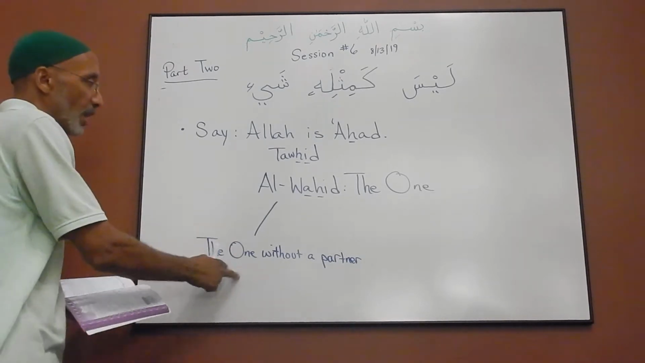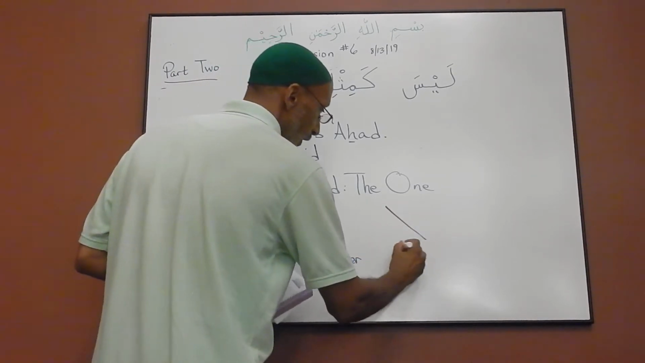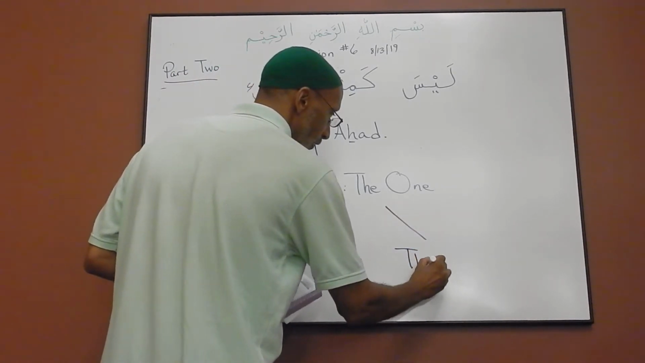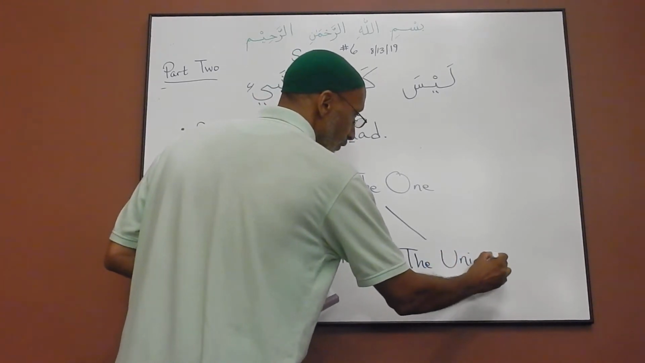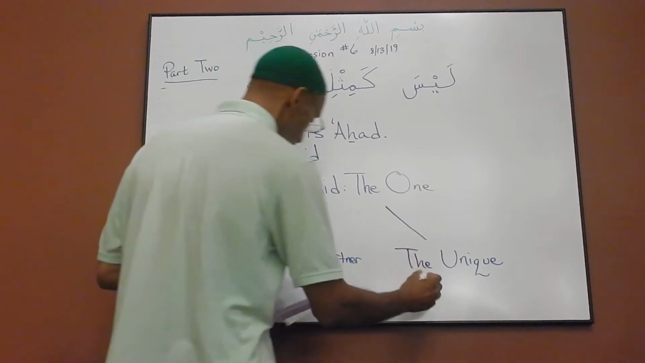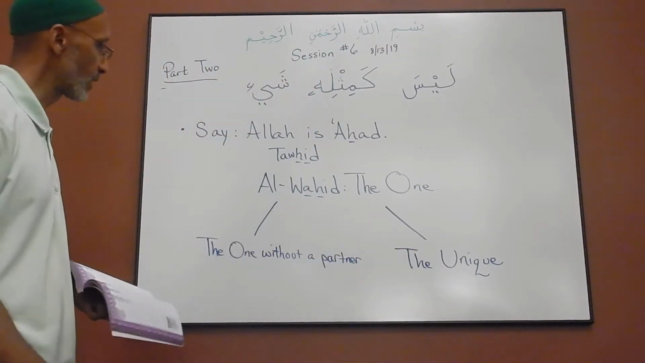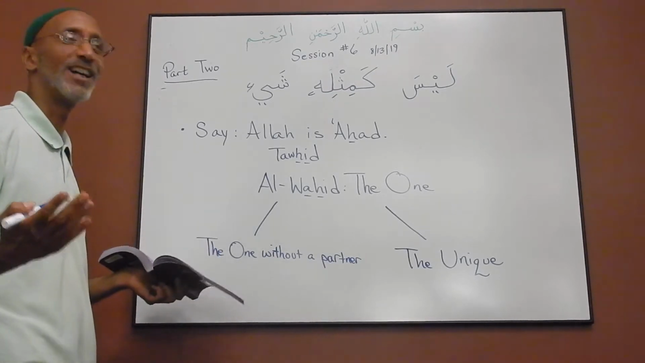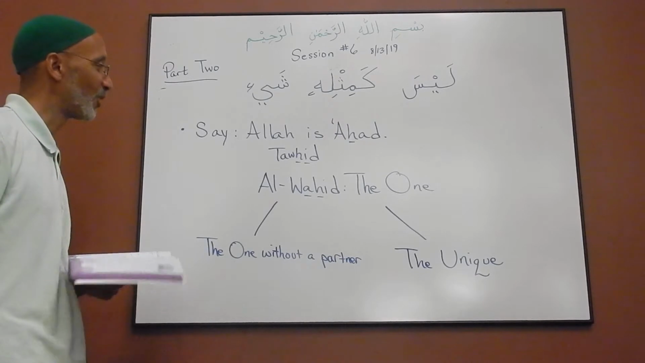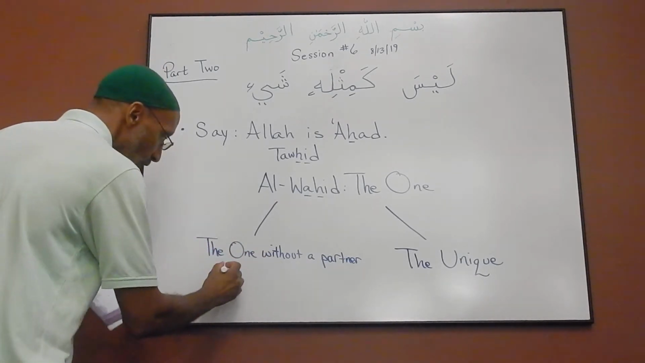So Allah is one without a partner, and the other meaning for al-wahid is the unique. So when we say Allah is one, the unique, meaning without a what? Similar. Without a similar. That's strong, brother. Praise be to Allah Ta'ala. At-Tawheed. The one without a partner, meaning no one else, no creator except Allah.